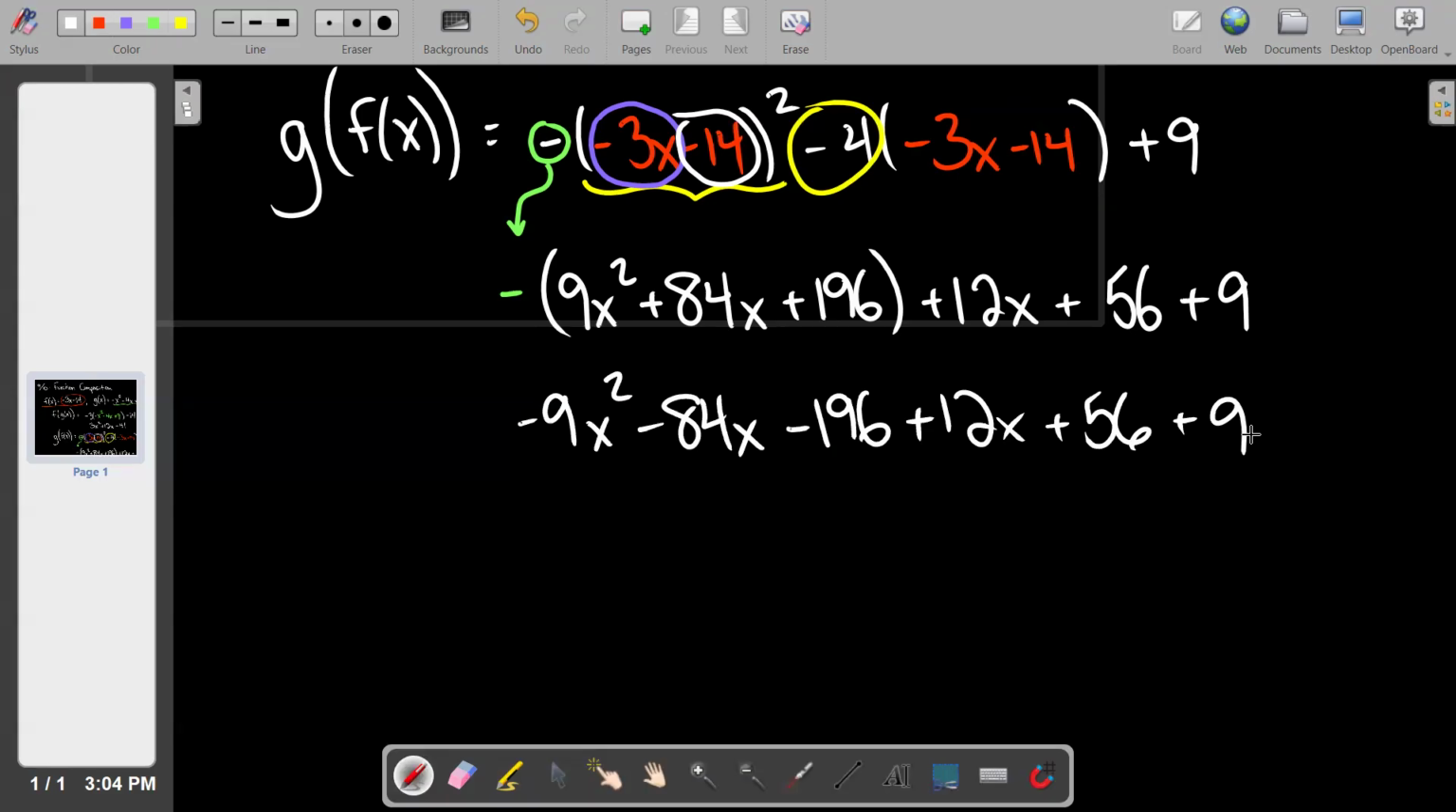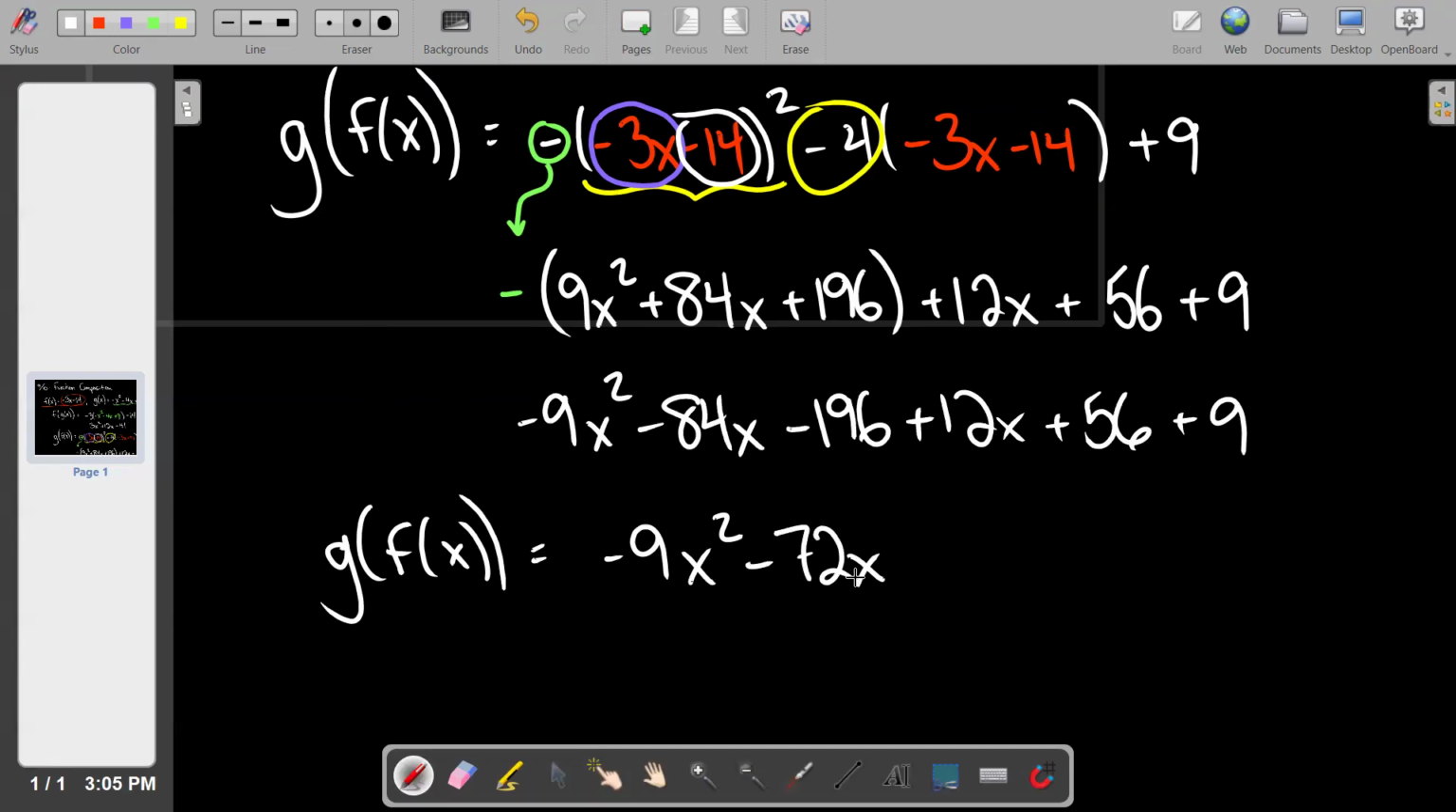So we're going to write our answer in standard form. The x squared term should always go first. So for our final answer, g of f of x is equal to negative 9x squared. How many x's are we going to have? Nice, minus 72x. And then the constants can be probably calculatorville, I'm thinking. Negative 196 plus 56 is negative 140, right? And then if you add another 9, I believe that's negative 131. So I think we're looking at minus 131.